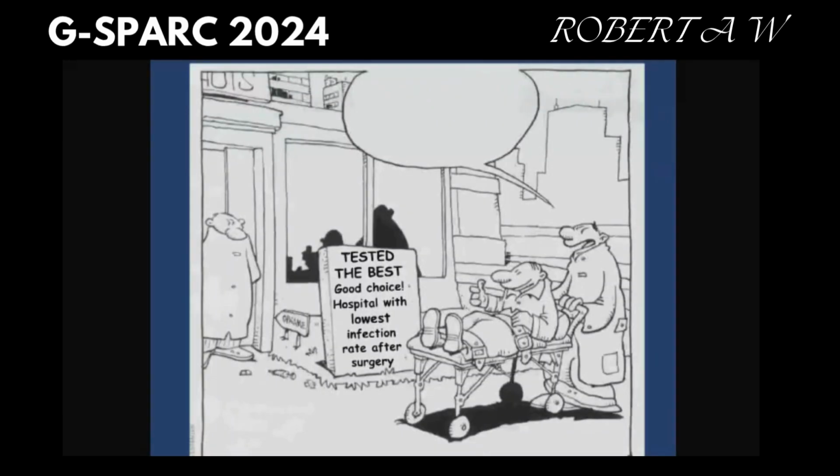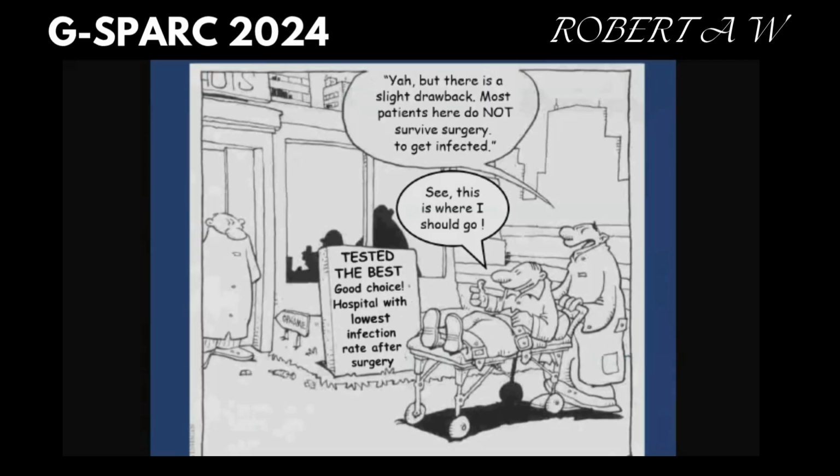This is a patient being wheeled up on a gurney, and he says he sees the sign outside the hospital. You know, hospitals like to advertise now: tested the best, good choice hospital with low infection rate after surgery. And the patient says, see, this is where I should go. And then the attendant who's wheeling him in gives him a caution about how you interpret statistics. He says, yeah, but there's a slight drawback. Most patients here do not survive surgery to get infected. So you have to be careful with statistics and modeling.